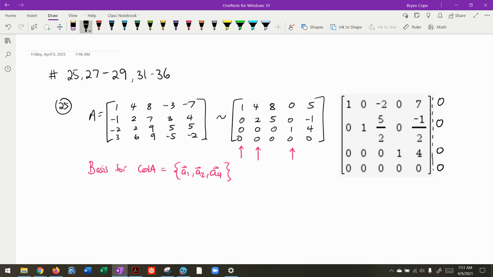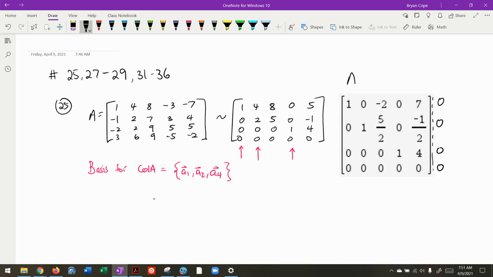So for the first one, I've written down the problem 25 that we did in class. We've got a matrix A. We found the basis for Col A by finding the pivot columns of a REF form. I then went another step and got it into RREF form, and I augmented with zeros.